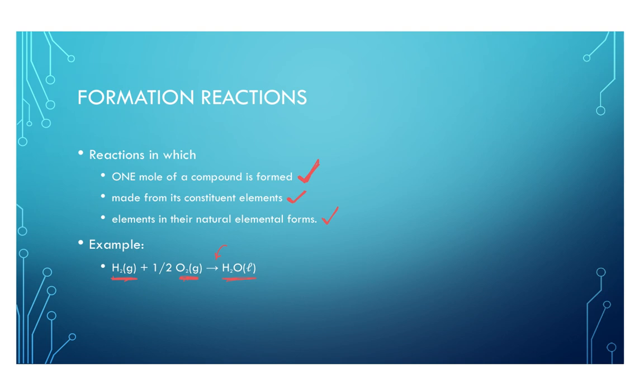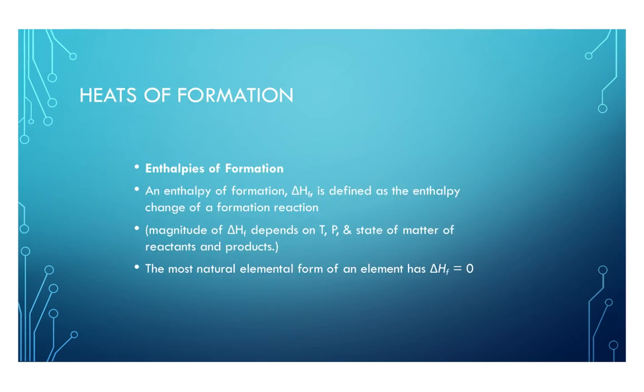If you balance this thing out normally, you would end up with 2H2 plus O2 goes to 2H2O. But formation reactions have to be written in terms of 1 mole of the compound formed. So we're going to divide everything by 2, and that's where we get the 1/2 O2 from. All right, so we can then use formation reactions and the enthalpies that go along with those formation reactions to estimate reaction enthalpies using heats of formation.